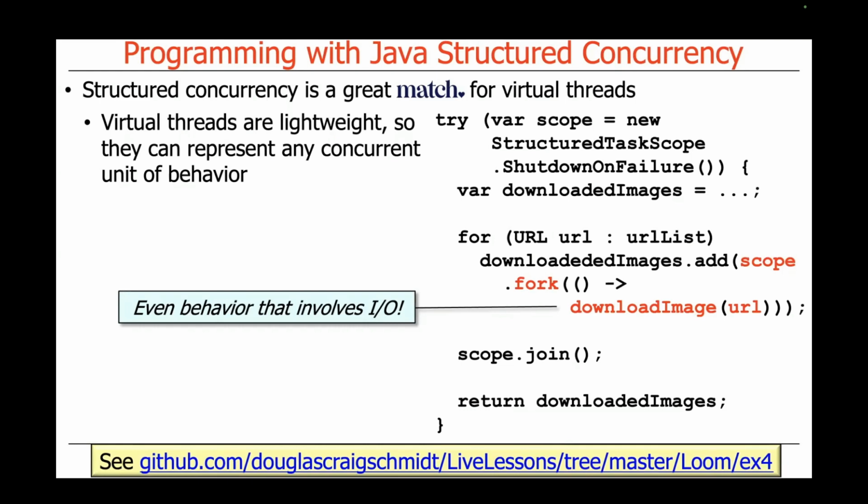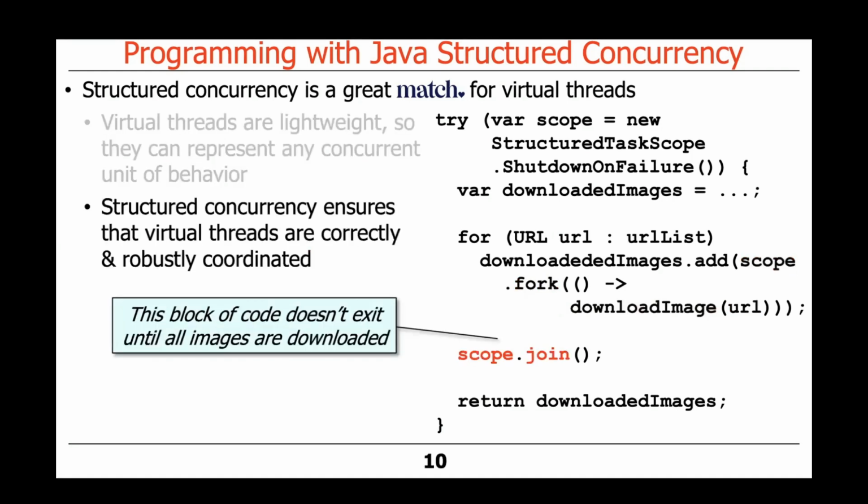And as you can see here, one of the nice things about virtual threads is that it's okay having things running in multiple threads. It's not a problem with virtual threads if those threads block, because the Java Virtual Machine in Java 19 and beyond has been carefully updated to handle blocking virtual threads without causing all kinds of other consternation, which would have been the case with traditional types of threads. Structured concurrency ensures that these virtual threads are correctly and robustly coordinated. For example, the use of the join method here provides a barrier synchronizer that ensures that the block of code doesn't exit until all the images at this scope are downloaded.